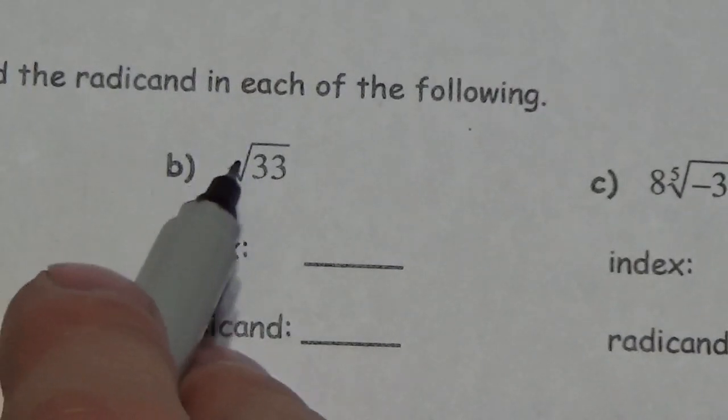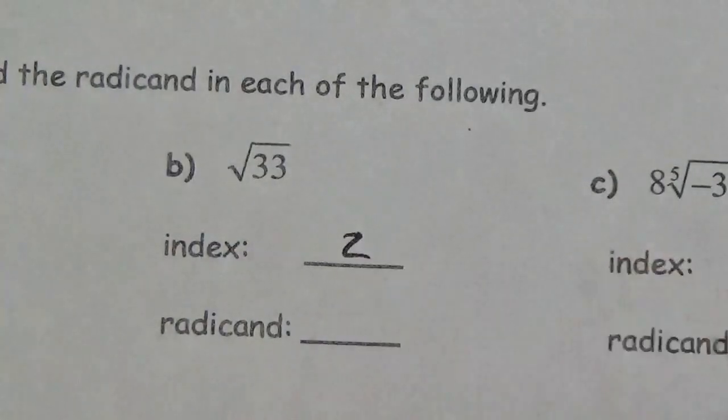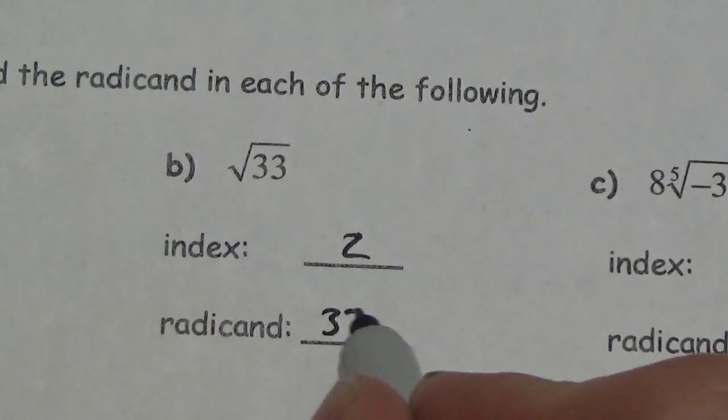Here, what's the index? Well, the index sits right here. If you don't see a number there, then that's because it's a 2. The radicand sits underneath the radical symbol, so in this case, 33.